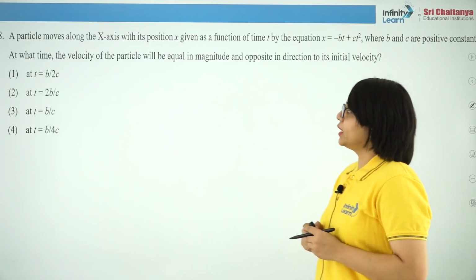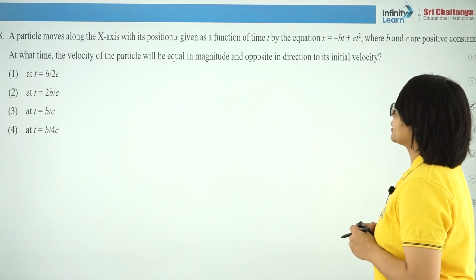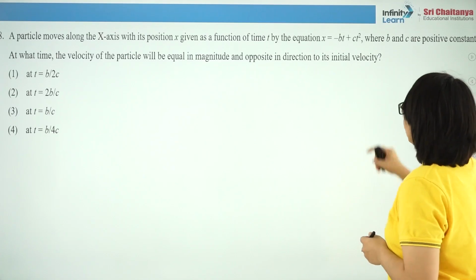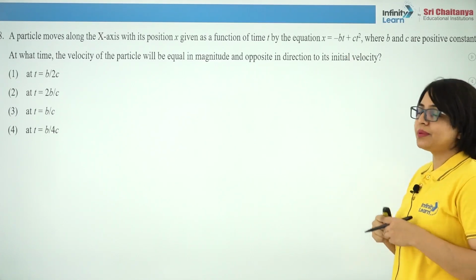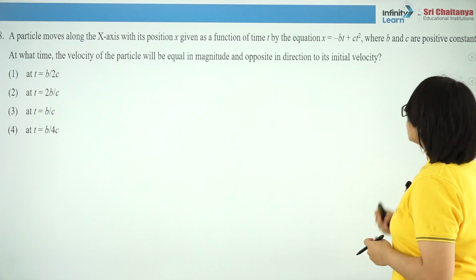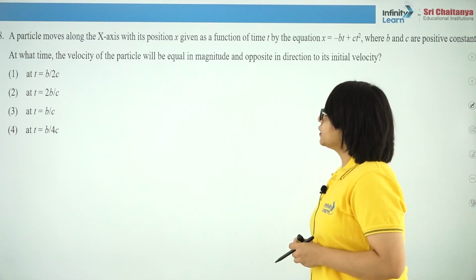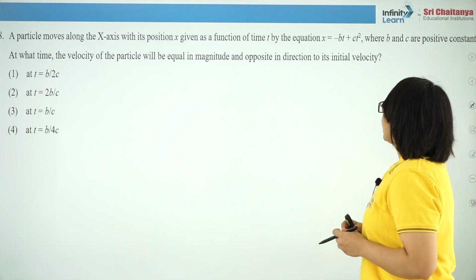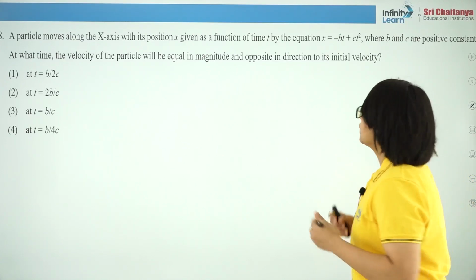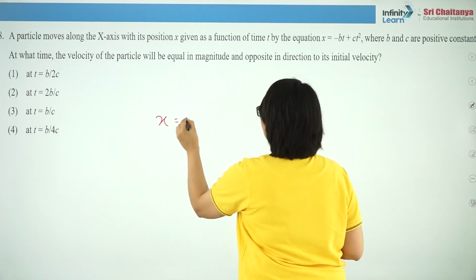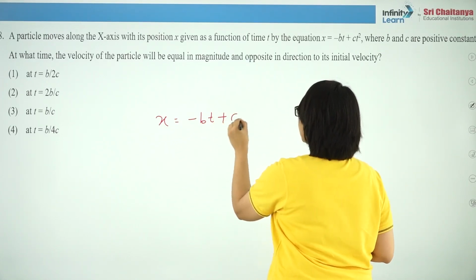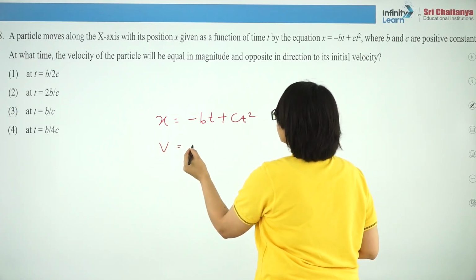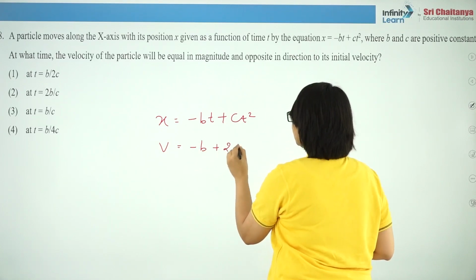Next is 108. A particle moves along the x axis with its position x given as a function of time t by the equation x is equals to minus bt plus ct square, where b and c are positive constants. At what time the velocity of the particle will be equal in magnitude and opposite in direction to its initial velocity. So, we have x as minus bt plus ct square. So, on differentiating x you will get velocity which is minus b plus 2ct.